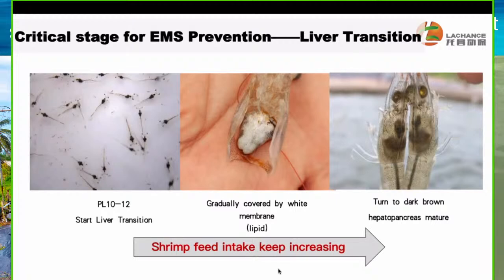So during this stage, you will find the shrimp's feed intake keeps increasing, because the shrimps need to grow. They need to eat more, so the hepatopancreas burden also increases. The digestive burden also increases. So here I want to introduce you to a product to help release the burden of the shrimp's hepatopancreas.